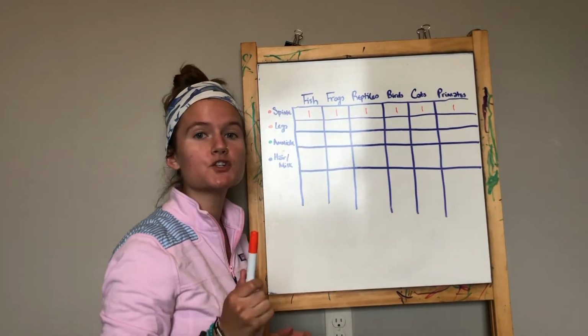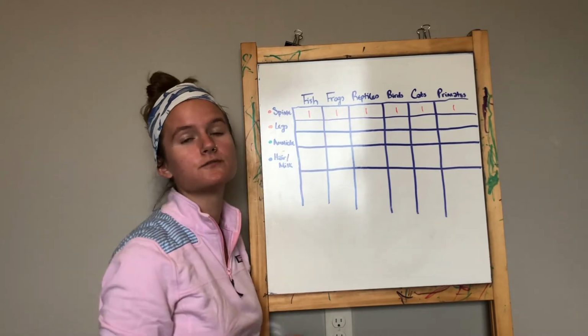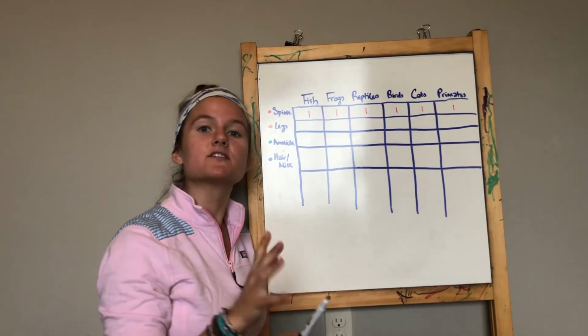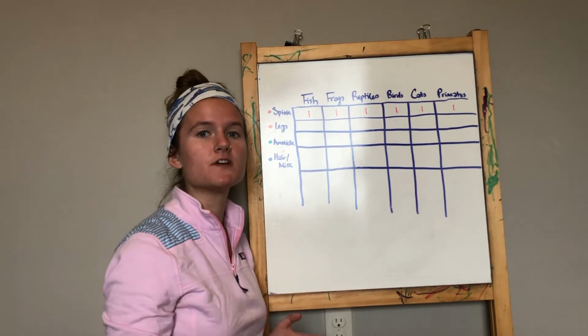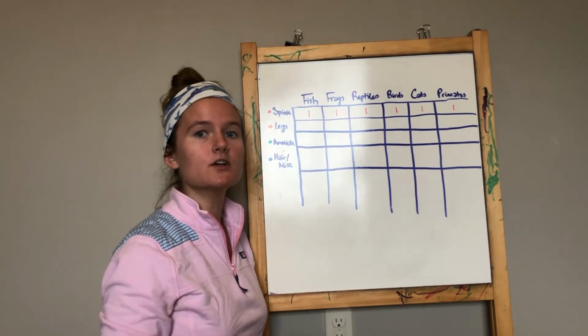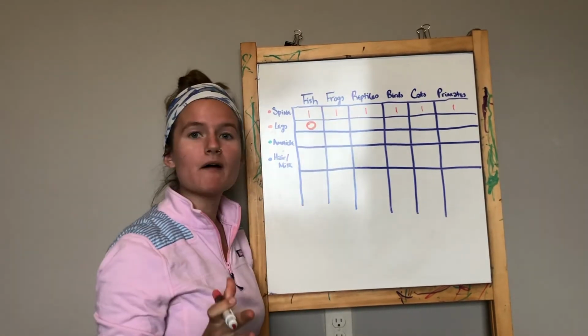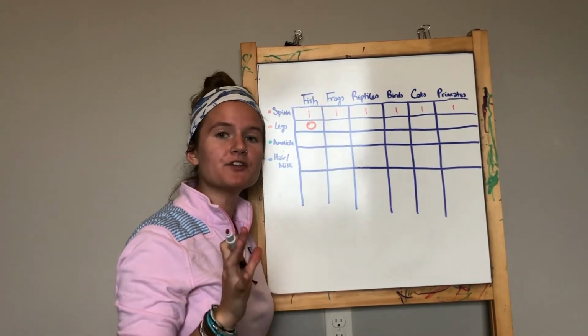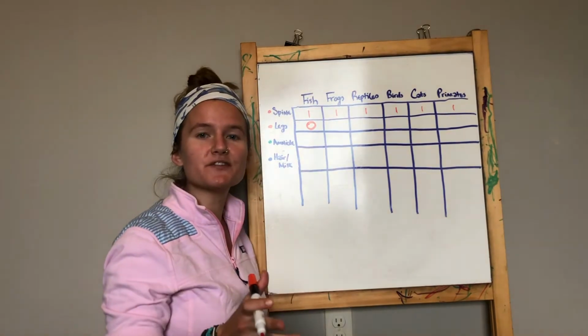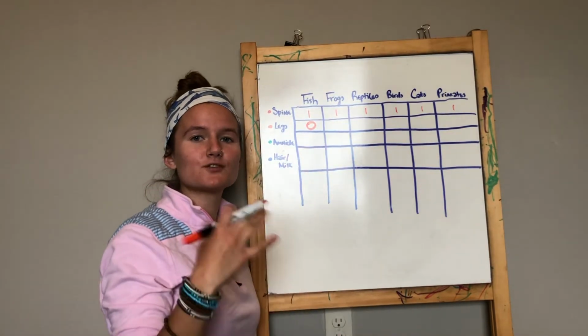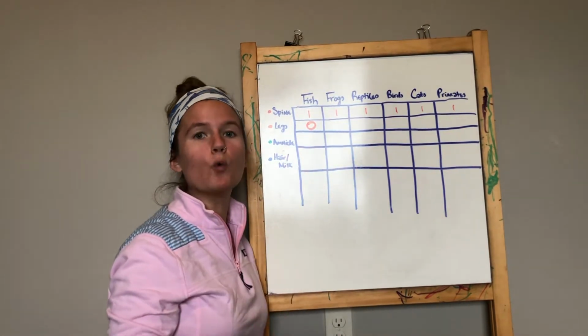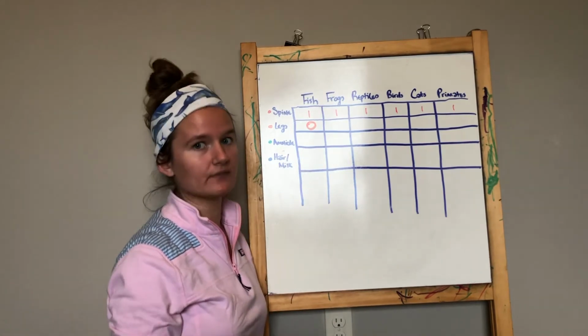Okay, let's move on to our next trait, which is orange for legs. Now, here's where things are going to start to change, because fish don't have legs. So for this box, they will get a 0. However, every single organism after the fish does have legs. As a result, every single other organism, frogs, reptiles, birds, cats, and humans, will get a 1, because they all have legs.